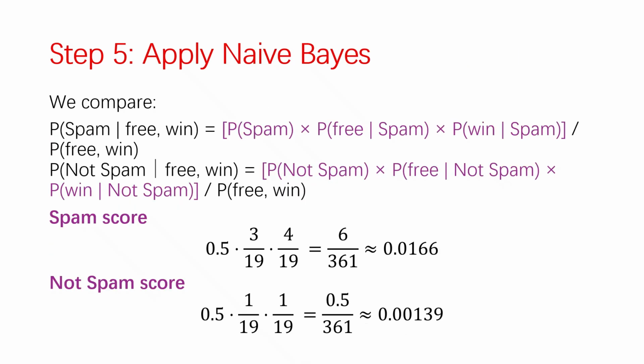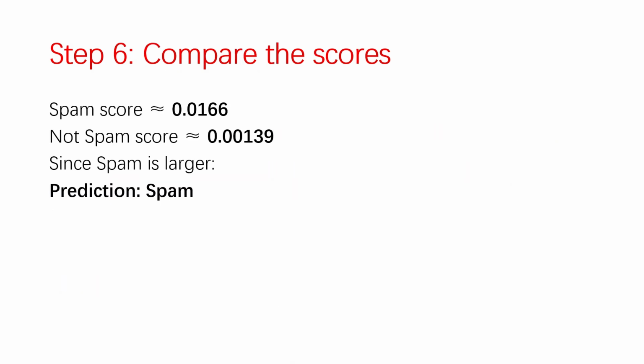Now we combine everything. We multiply the prior probability by the likelihood of each word. We do this for both classes. This gives us 2 scores, 1 for spam, 1 for not spam. Finally, we compare the 2 scores. Spam score is about 0.0166. Not spam score is about 0.00139. Since the spam score is larger, we predict the email is spam.